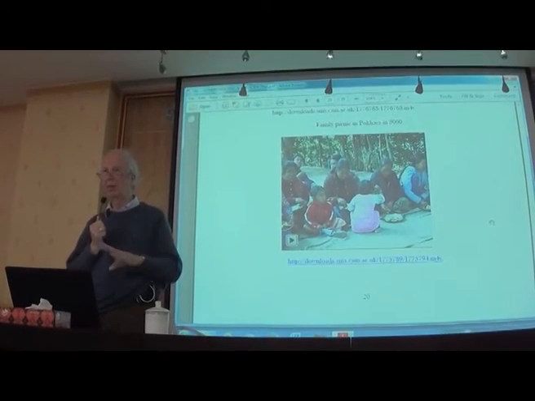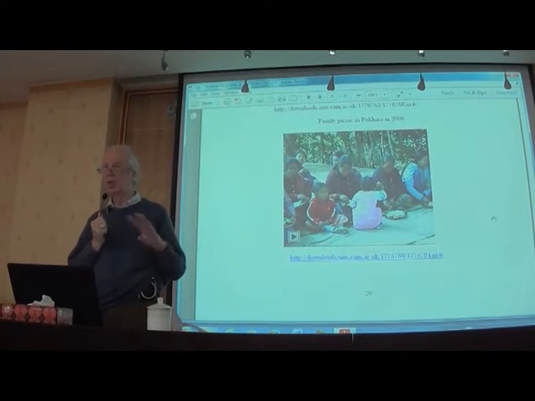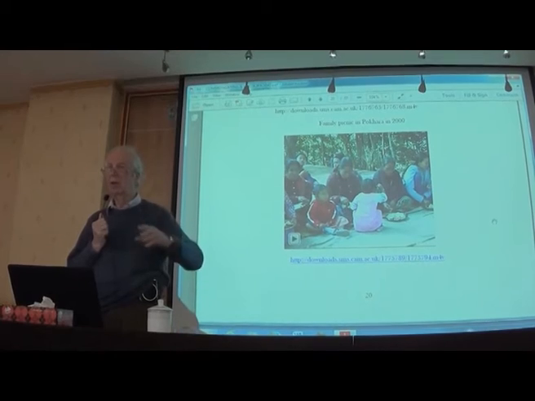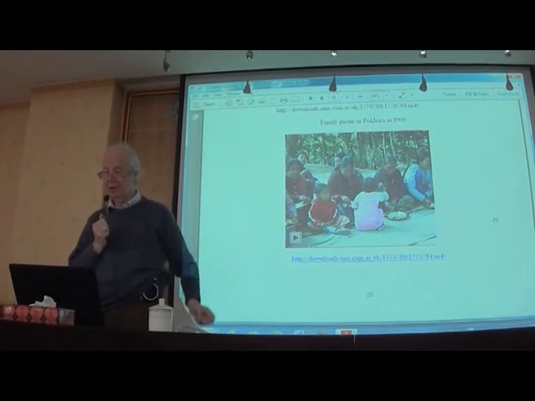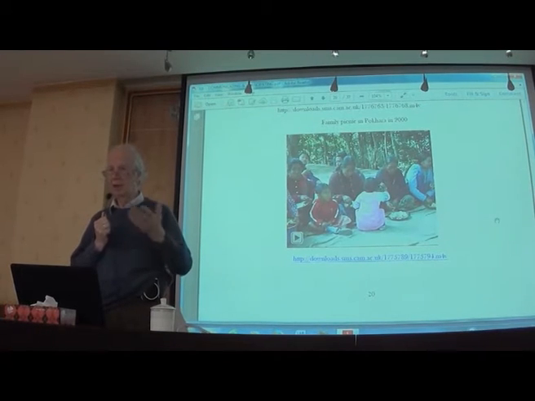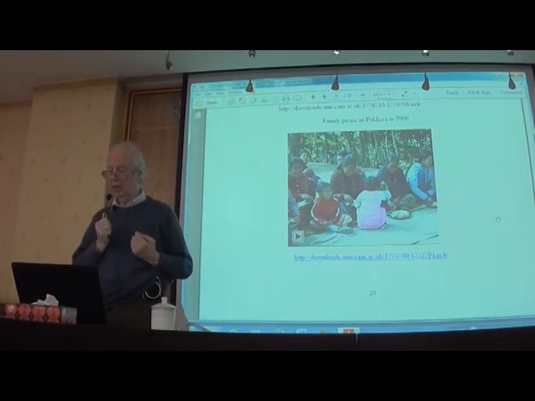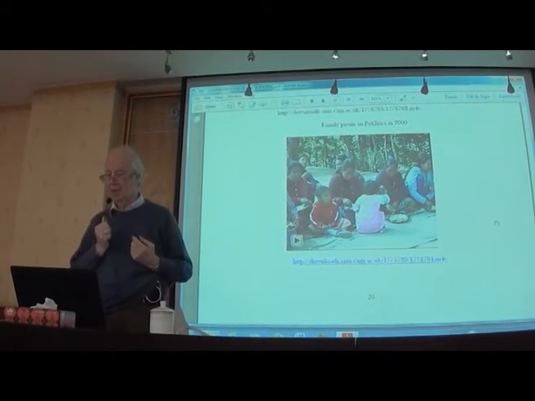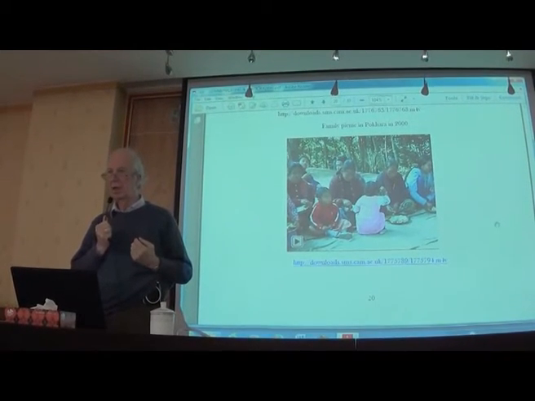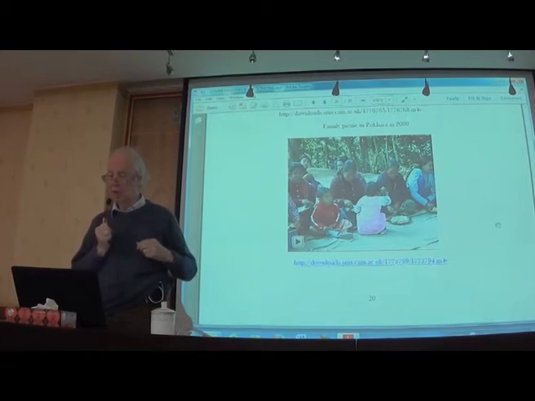But in this family, it is what's called a clan. That is, all the people descended from a particular person in the past. And I and Sarah belong to a clan there, and so each year the clan would have a picnic. And here is the picnic in Pokhara in the year 2000, or part of it.